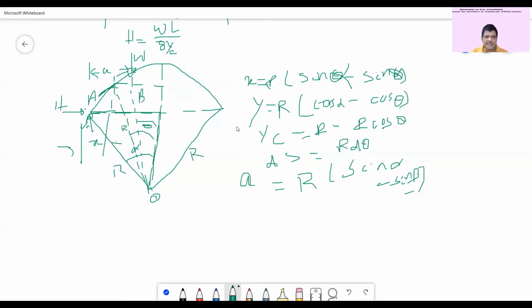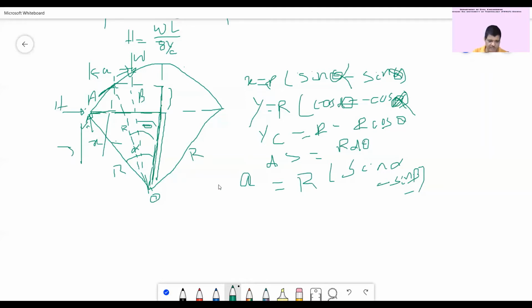Now you understand what X and Y are. X is equal to R sine alpha minus sine theta, because alpha is up to here. The total is R sine alpha minus sine theta. And Y is equal to R cos theta minus cos alpha. Okay, small correction: the total distance here is R cos alpha, and up to this is R cos theta. So this distance can be obtained as R cos alpha minus R cos theta, that is R cos theta minus cos alpha.